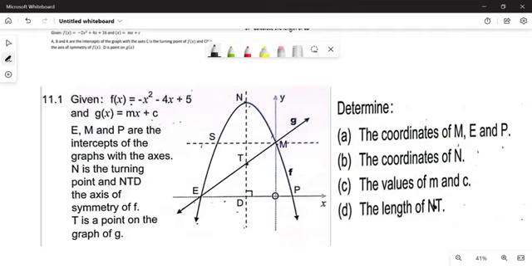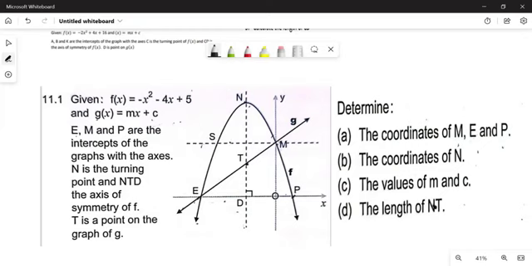So they say, given here, you have f of x, then you also have g of x. So you have f of x, which is a parabolic function, and then you have g of x, which is a straight line. And then they say E, M, and P are points on the intercepts. They are being specific here. E, M, and P are points on the intercepts.